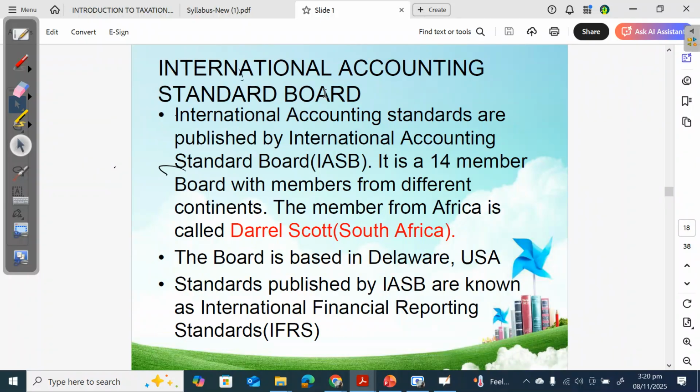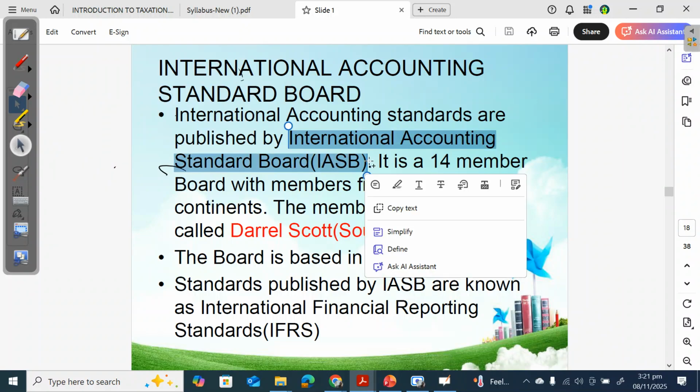Okay, so let's look at how accounting standards are set. Accounting standards, how are they prepared? They are prepared by the International Accounting Standards Board, IASB.